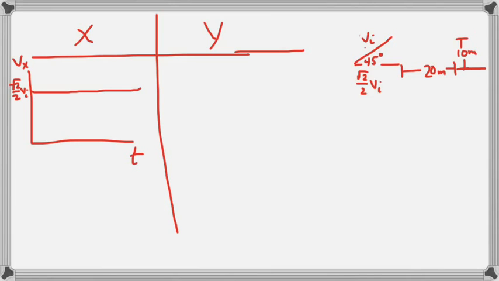Now in the y direction, we have velocity in the y direction, and we're going to plot that versus time. Now in the y direction, our velocity is going to start off at whatever this y component is of the velocity, and since it's 45 degrees, it's also root 2 over 2 v sub I. So we're going to initially start with a positive velocity of root 2 over 2 v sub I. All right.